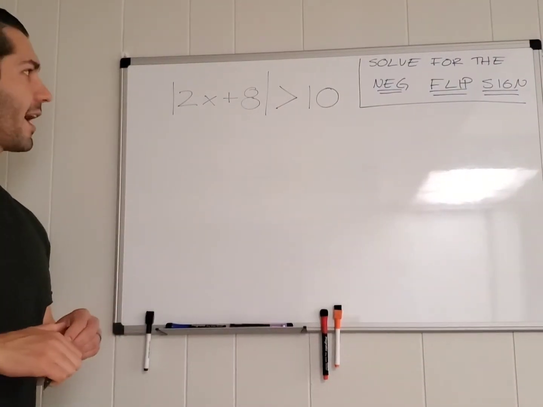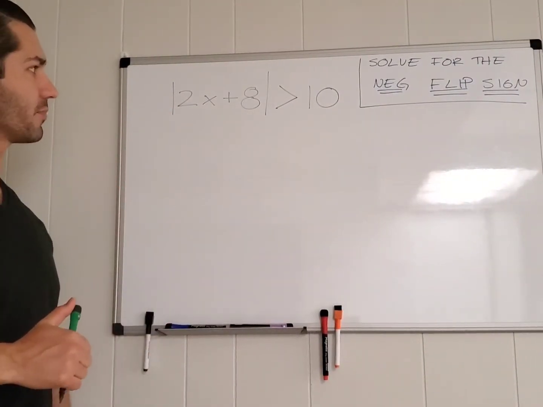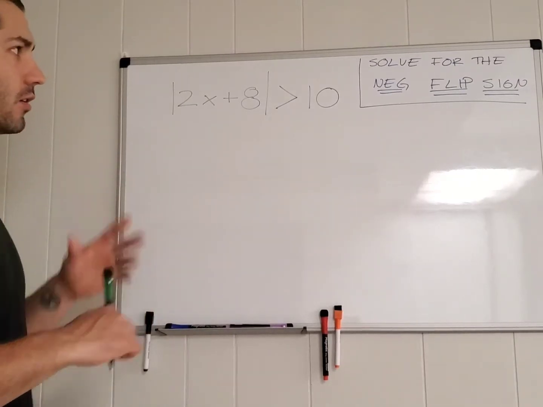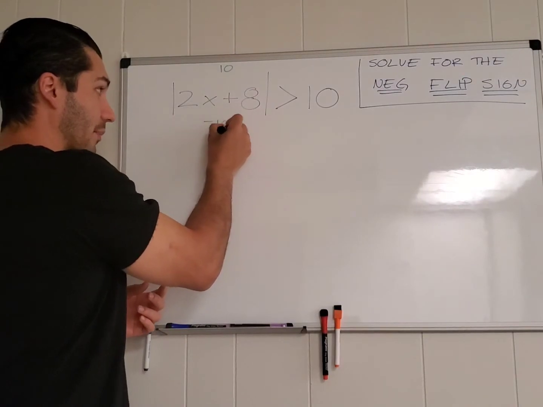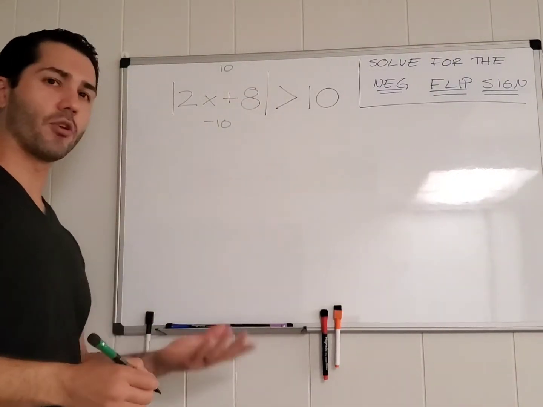So here we go. We have the absolute value of 2x plus 8 greater than 10. I'm going to solve it twice, because the inside can be 10 or it could be negative 10. Remember, you're doing 2 problems for 1. That was kind of the whole idea of absolute value.